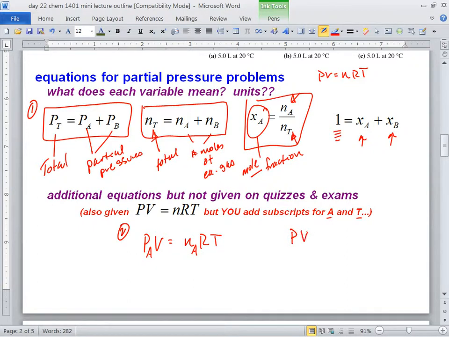Let's try it one more time. So you could do that for any gas. Gas A, gas B, gas C. Just put subscripts on the P and the N. You can get partial pressure.